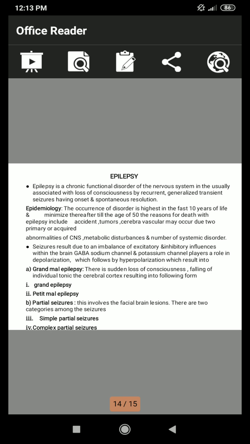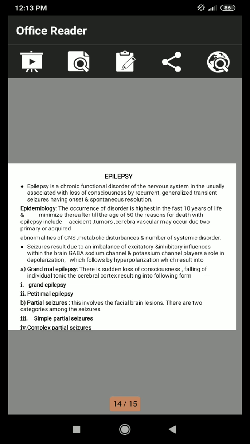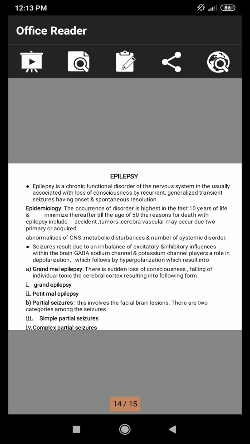Grand mal epilepsy has two forms, grand mal epilepsy and petit mal epilepsy. In grand mal epilepsy, there is sudden loss of consciousness, then falling of the individual, with tonic-clonic jerks of muscles in an unconscious state lasting about 30 minutes. After awakening, the patient cannot recollect the events of the preceding period.